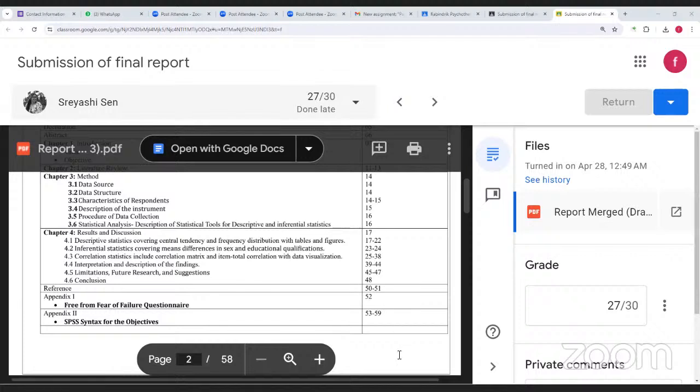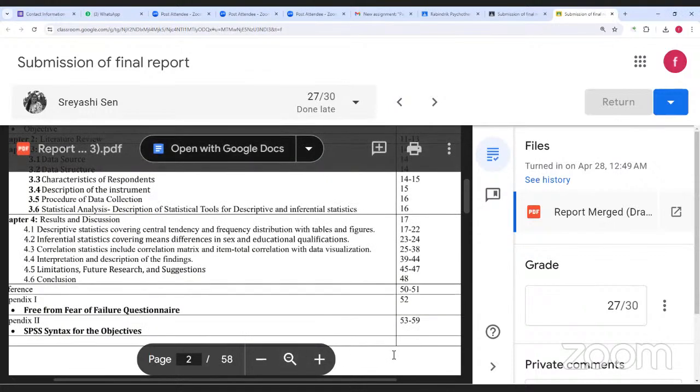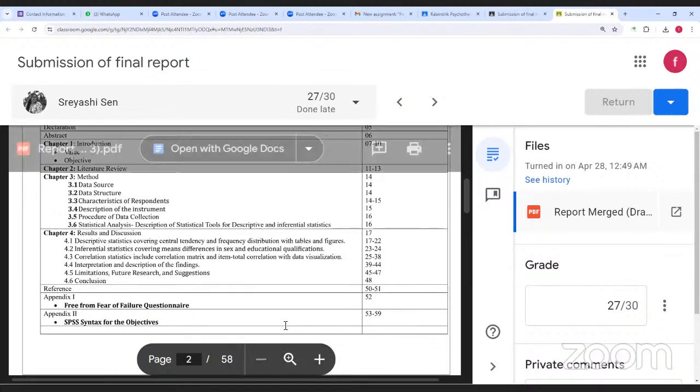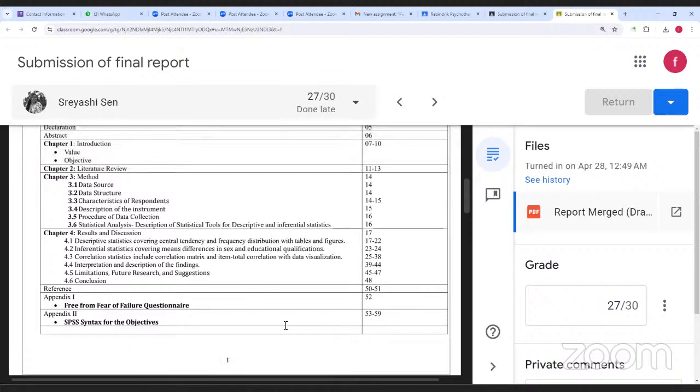She has merged results with discussion. If you are interested to merge, no problem, you can do it. Here she has written descriptive statistics, inferential statistics, correlation, interpretation and description of the findings, limitations, future research and suggestions, conclusion. After that, appendix 1, the questionnaire, and SPSS syntax for the objectives. So whatever I have told you, she has done, but in her own way.